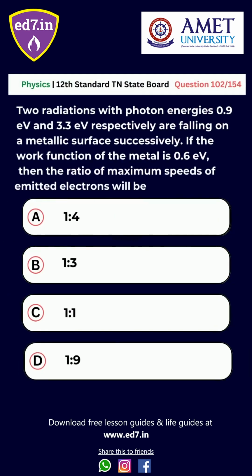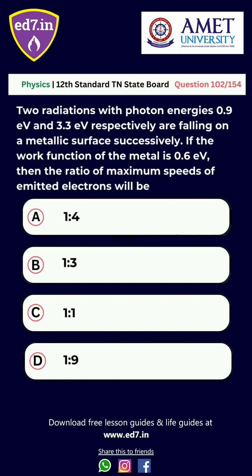Question number 102. Two radiations with photon energy 0.9 eV and 3.3 eV respectively are falling on a metallic surface successively. If the work function of the metal is 0.6 eV, then the ratio of maximum speeds of emitted electrons will be: option A 1:4, B 1:3, C 1:1, D 1:9. The right answer is option B, 1:3.